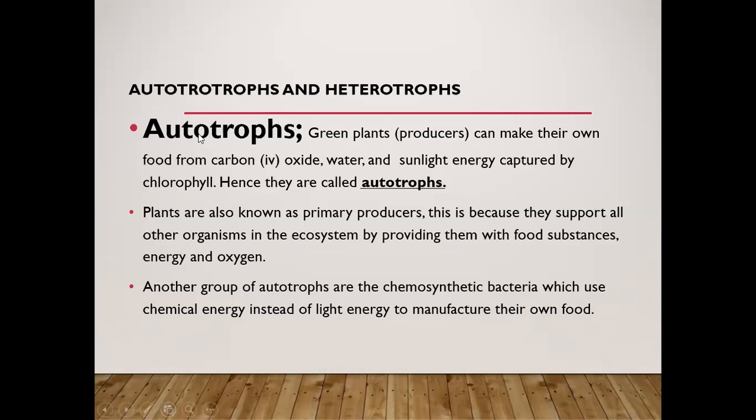What are heterotrophs? What are autotrophs? Let me start from auto. Auto, from the word auto, okay? Auto, it happens without much stress. It happens like that. And what are the organisms that are called autotrophs? They are green plants. And as I have said in the previous slide, they are producers. Why are they autotrophs? Because they can make their own food from carbon dioxide. Okay, they just make use of the CO2, water, and sunlight captured by chlorophyll.